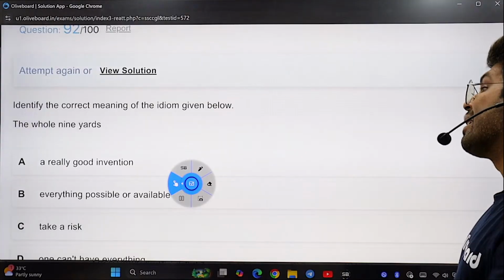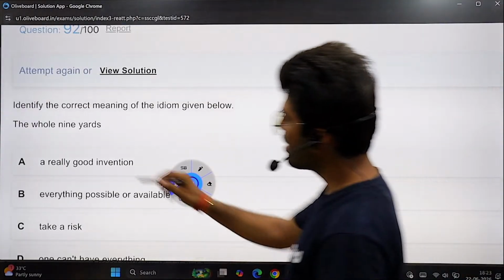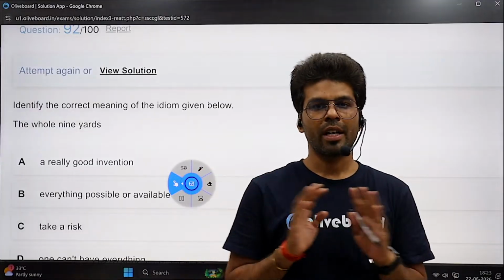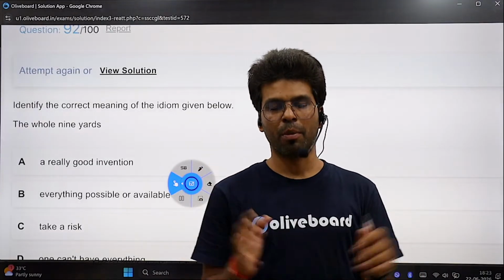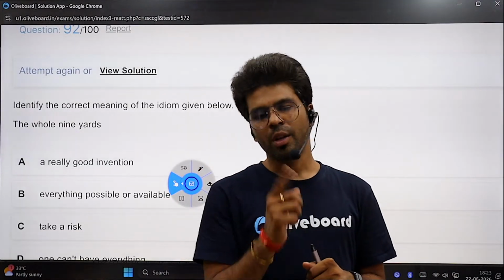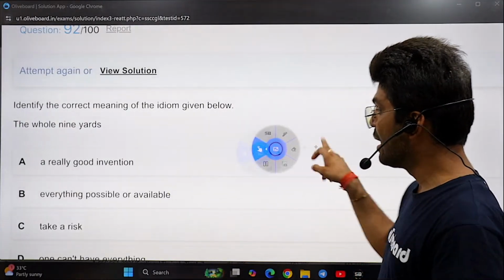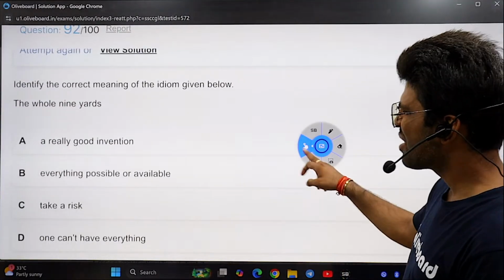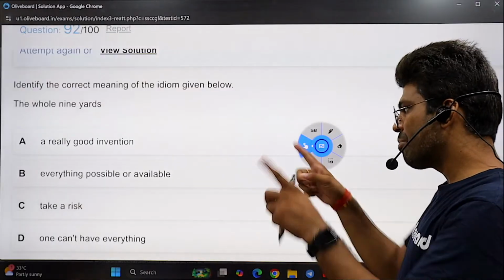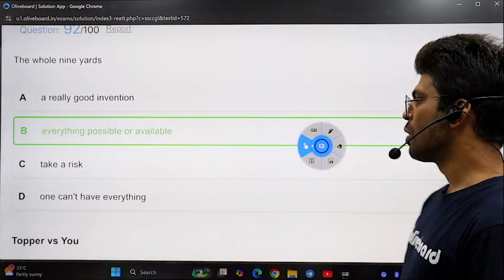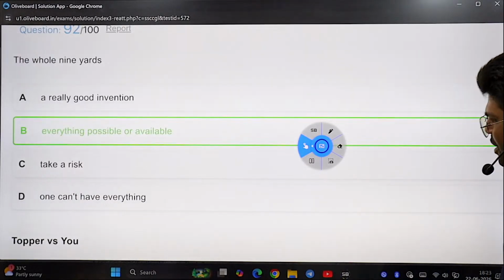The whole nine yards. If it says whole, have you read the whole chapter? Yes, I have read the whole chapter, the whole book. In this whole world, you can't find someone like him. Talking about the complete sense. Invention? No. Everything possible or available, completely whole. Yes. No risk, no negativity.